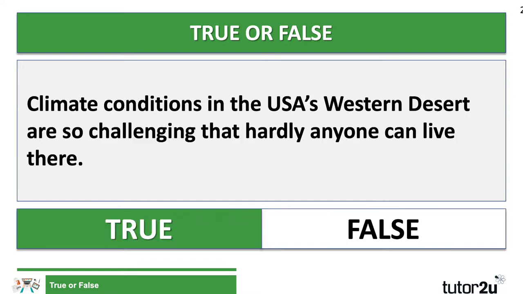Right, question number two, please. Climate conditions in the USA's Western Deserts are so challenging that hardly anyone can live there. Pop your answer down. If you're at home, write it on a piece of paper. If you're watching live, if you can pop it in the chat box.